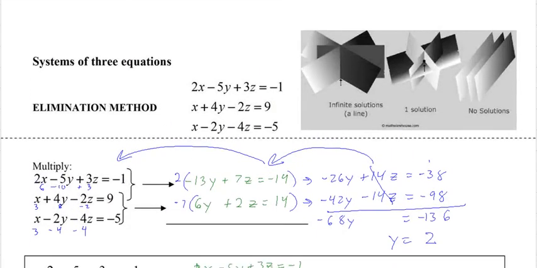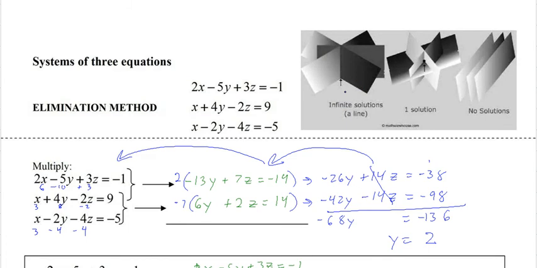Now, you may have been asking, what are these pictures up here? These are the 3 different ways that you can actually have solutions. If you look at it, these are planes. You have 3 letters, so they're 3-dimensional. And they could intersect at one line, which means we would have an infinite number of solutions.